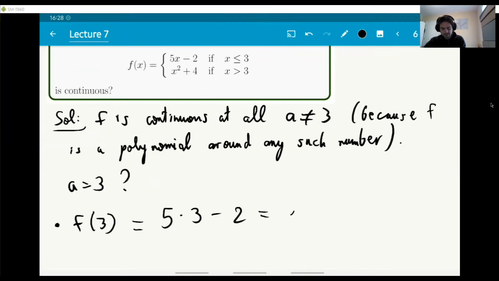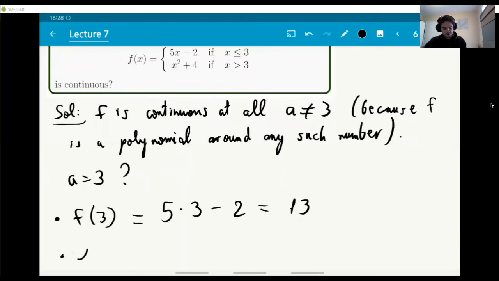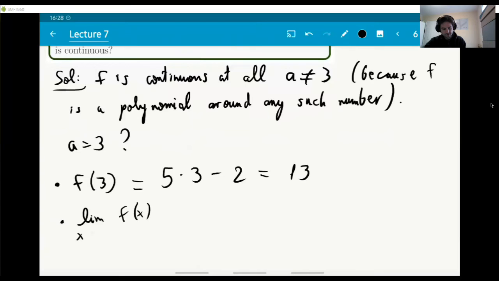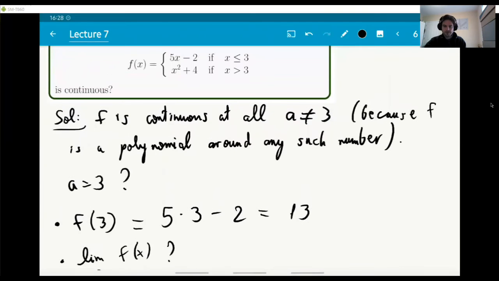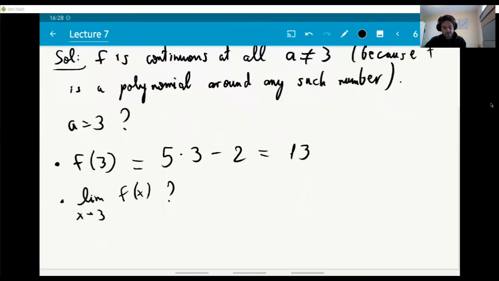So this number is the number 13, it's well defined. But now what about the limit as x approaches 3? Does that exist? It must exist. And if you remember from our limit lectures, how do you compute this one? It's a piecewise function. You need to come from both directions to see what happens. Each one is going to be very easy.